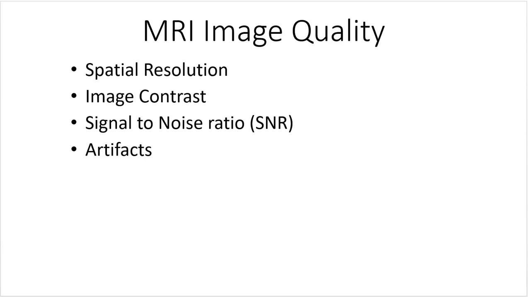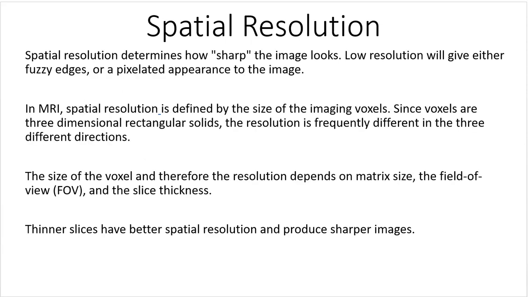Spatial resolution. Spatial resolution determines how sharp the image looks. Low resolution will give either fuzzy edges or a pixelated appearance to the image. In MRI, spatial resolution is defined by the size of the imaging voxels. Since voxels are 3-dimensional rectangular solids, the resolution is frequently different in the 3 different directions. So different planes, axial, sagittal, coronal, will have different spatial resolutions.